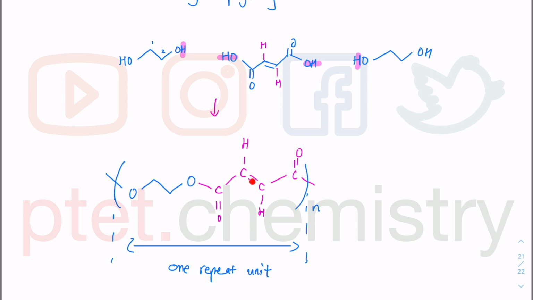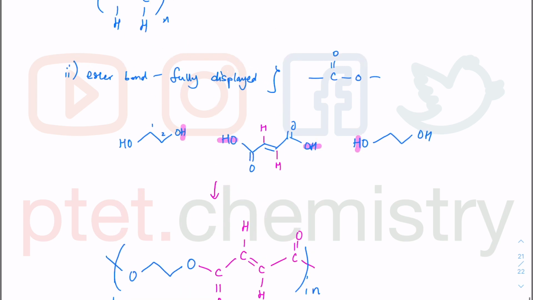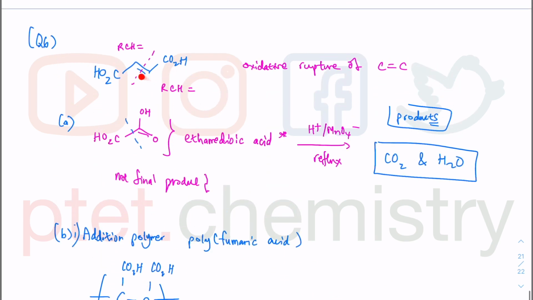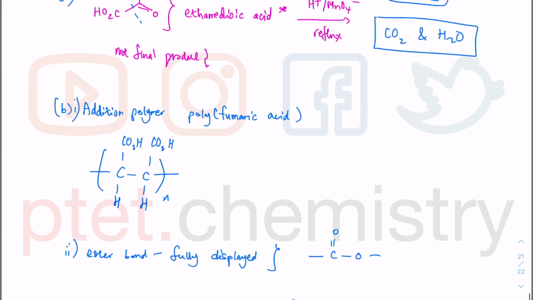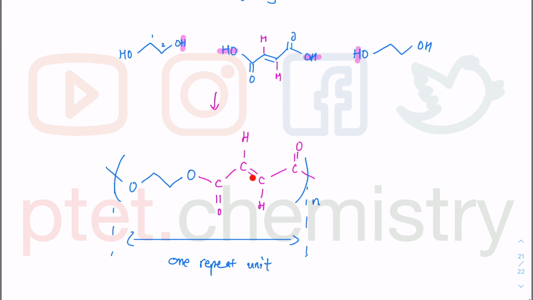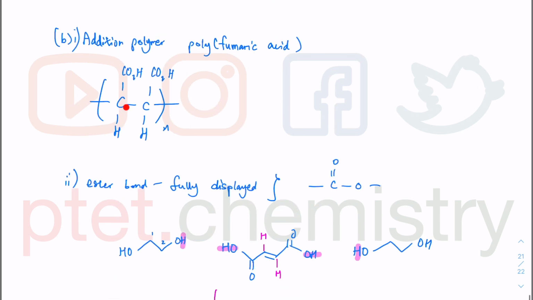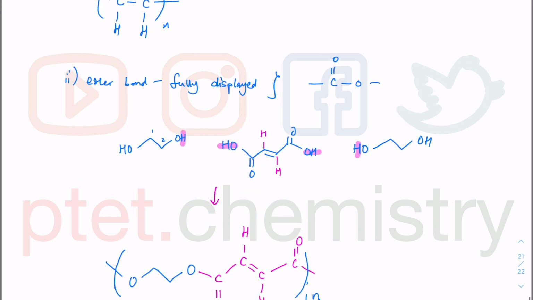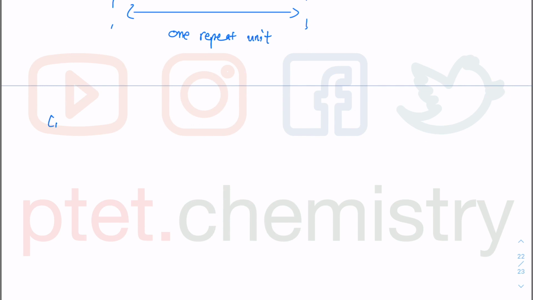This is still a trans, because it started out with the trans isomer, which is the fumaric acid as shown there on the diagram, which is the trans isomer. So we haven't done addition polymerization, so it should still remain as trans, unlike the previous question where we did addition polymerization. So this question is quite tricky. On to the next part of the question.